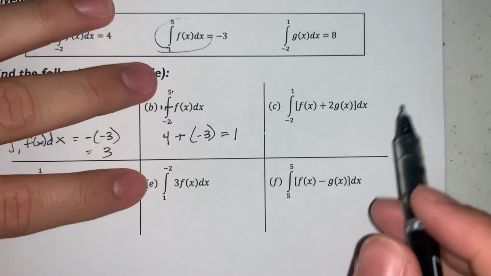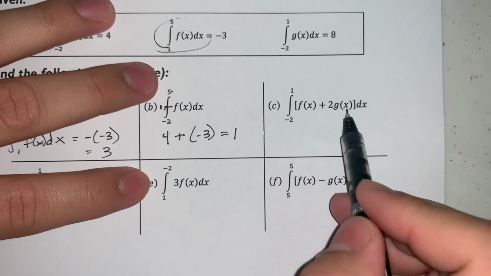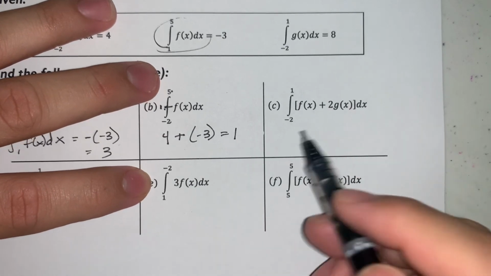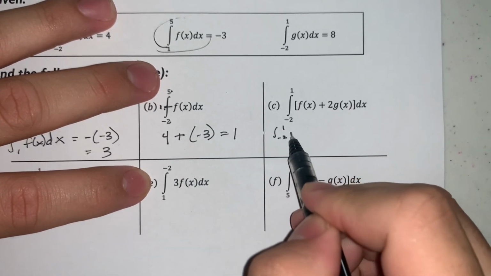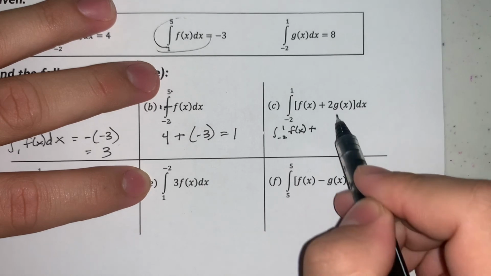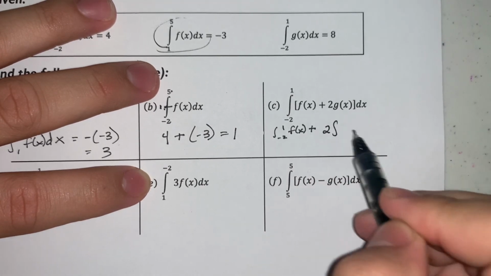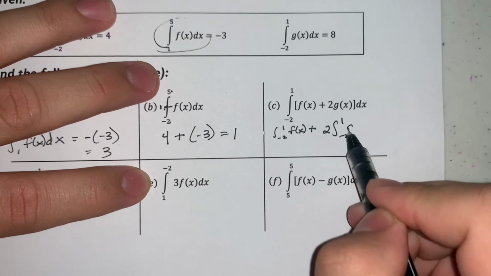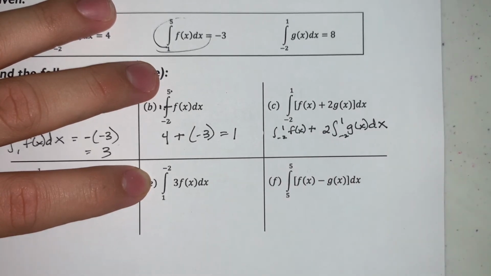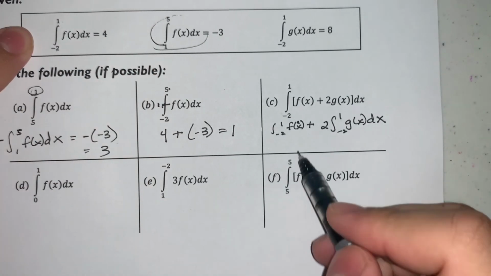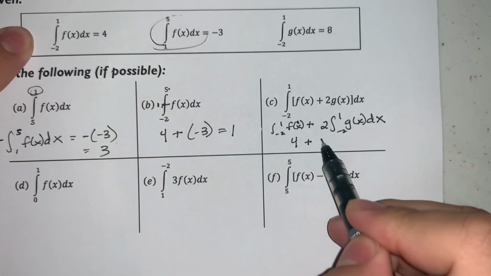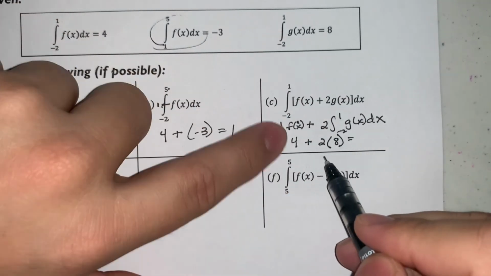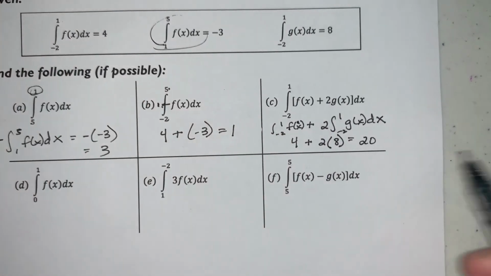All right, similar over here. Well, not similar, but here we can use our addition rule and then that constant rule, which I really want us to get good at. So I can break this up instead as the integral from negative 2 to 1 of f of x plus, and then I can take the constant outside the integral, so 2 times the integral from negative 2 to 1 of g of x, right? So this we know was 4 plus 2 times, and then we know that the one from g of x is 8. So that's 4 plus 16, which is 20. All right.